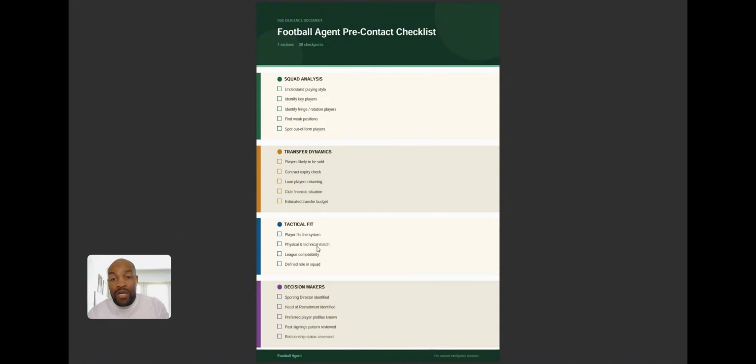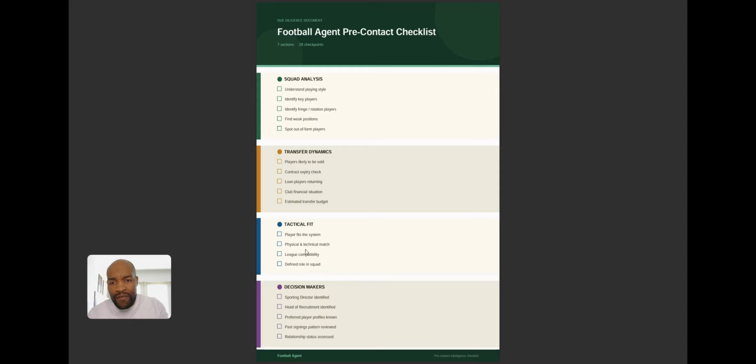Now we go into the tactical fit. Does the player fit the system? You have to have your team, or if you don't have a team yet, as an agent you have to be watching a lot of games to see how they play. Do they need pressing wingers, or wingers who drop into the pocket and receive the ball on the half turn? Those are things you can check.